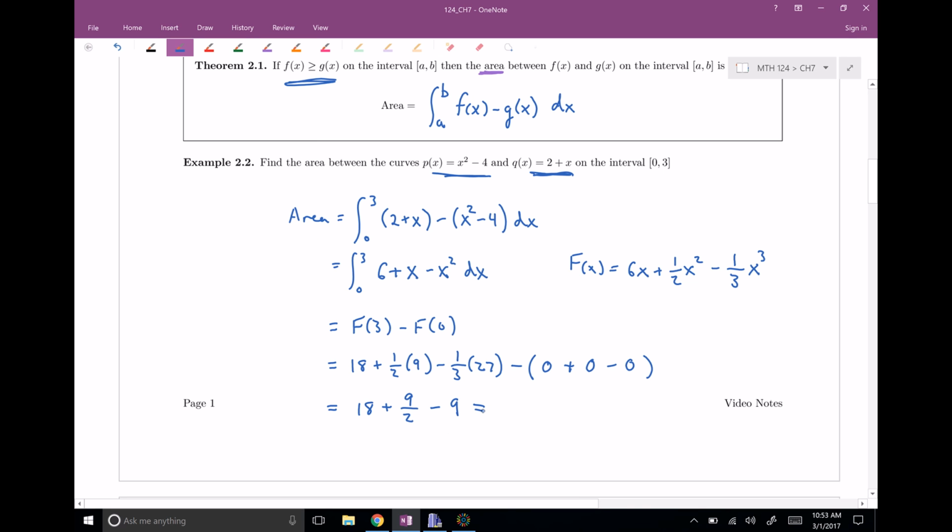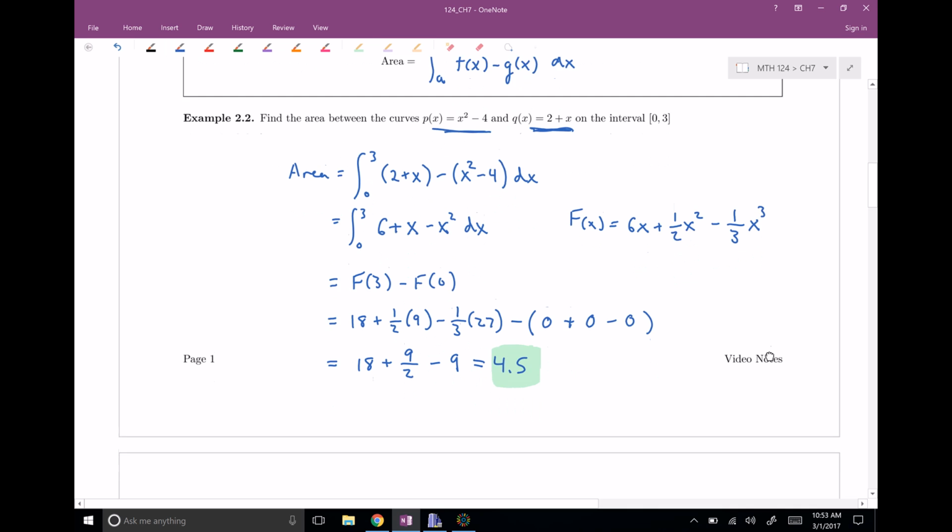So again, a positive number makes me think, okay, I'm probably on the right track. So 4.5, that is my final answer. And again, if I got a negative number, I would be worried. I'd probably redo this problem. I'd probably have to switch these two functions right here if I got a negative number.